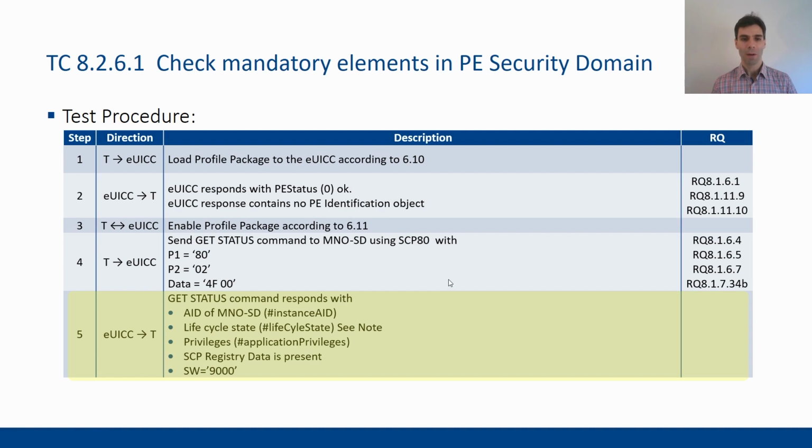And how do we verify that the security domain is created with those parameters sent in the profile? We send the GET STATUS command to the MNOSD and check that the GET STATUS command responds with those parameters which were in the profile. So the AID of the MNOSD needs to be the same as the instance AID in the profile. The lifecycle state needs to be the same as the lifecycle state in the profile. Privileges, SCP register data. Finally, status 9000.